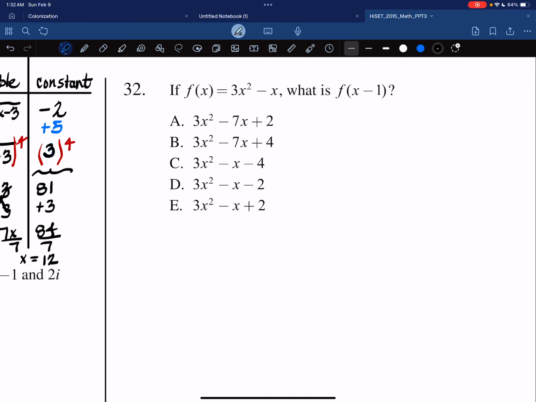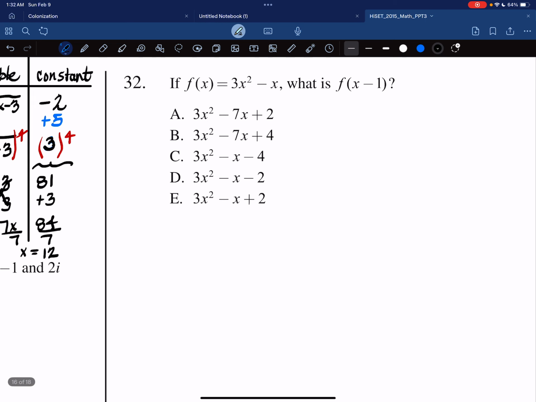Finally, number 32. This one is listed as a medium level question, and we can do this one. It doesn't have imaginary numbers. I would not consider this an easy question, but we can do it. So let's see what we have.